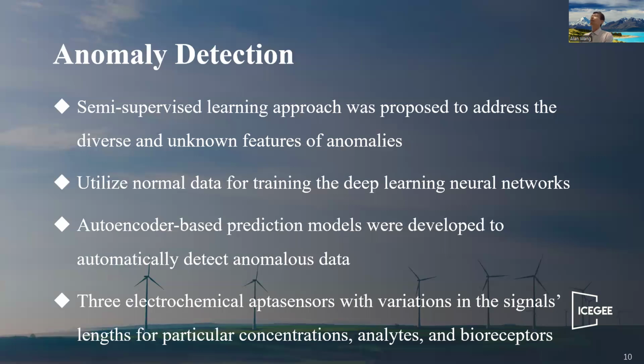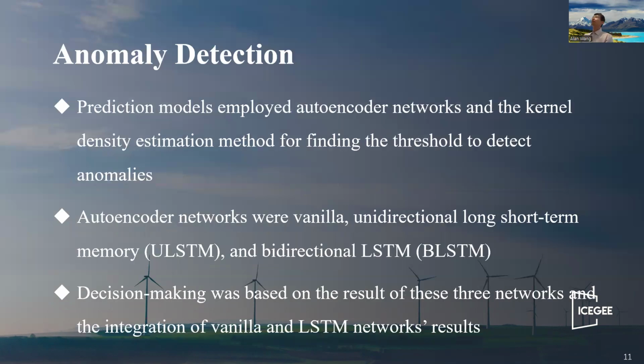A semi-supervised learning approach was proposed in our group to address the diverse and unknown features of anomalies and utilize the normal data for training the deep learning neural networks, and autoencoder-based prediction models were then developed to automatically detect anomalous data. Three aptasensors were utilized, with variations in the signal length for the particular concentrations analyzed and also bioreceptors. The prediction model utilized autoencoder networks, and the kernel density estimation method was utilized to find the threshold to detect anomalies.